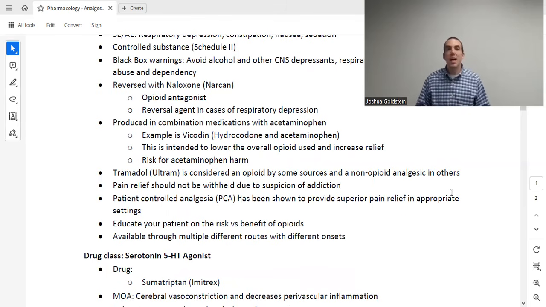The ones we're going to be giving in the hospital are going to be a Schedule 2. The opioids all have 3 black box warnings. One is to avoid alcohol and other CNS depressants. Remember, these already depress your CNS. If I add alcohol on, which is definitely a CNS depressant, that's going to amplify the effects. In terms of respiratory, we already discussed that it causes respiratory depression, and not only that it causes it, big black box warning, look out for it.